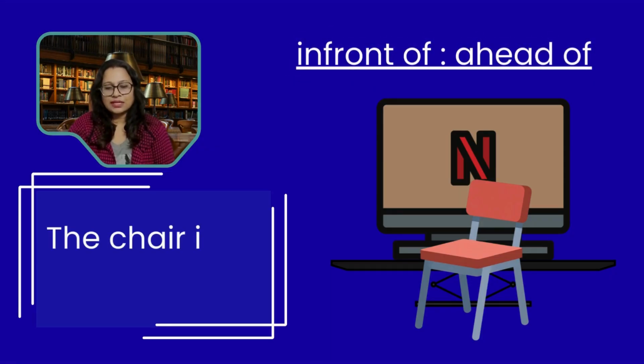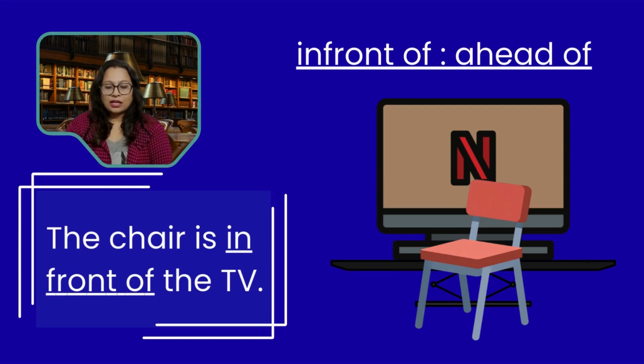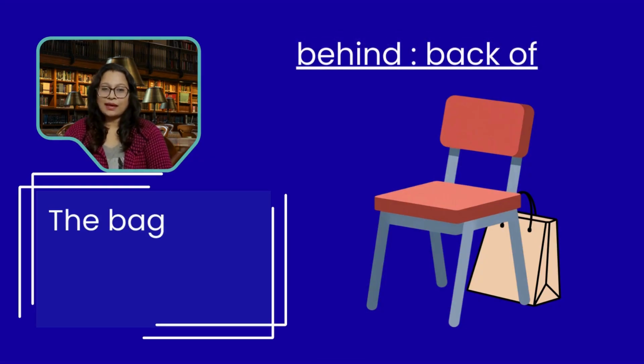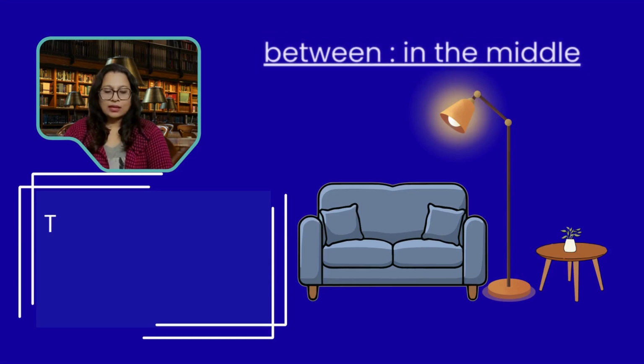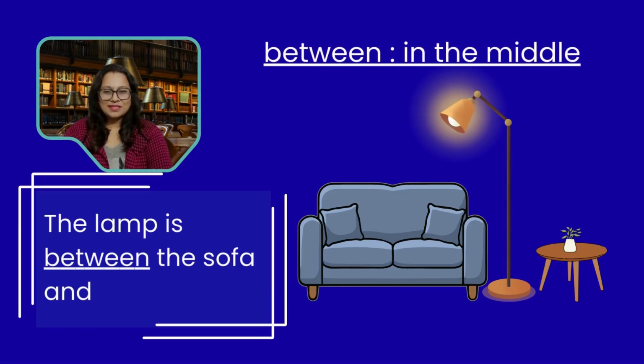The chair is in front of the TV. Here, the chair is ahead of the TV. The bag is behind the chair. Here the bag is at the back of the chair. The lamp is between the sofa and the table. Here the lamp is placed in the middle.